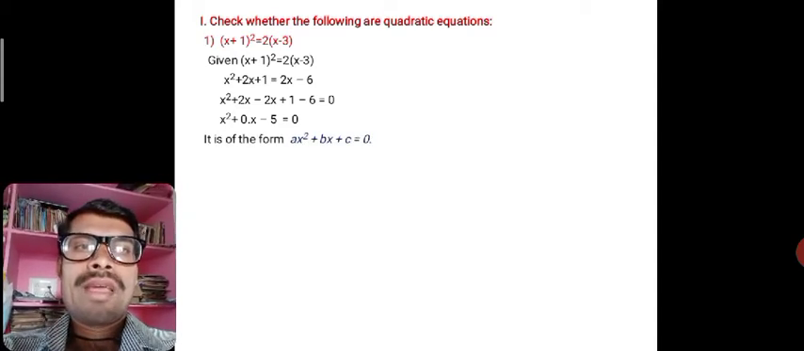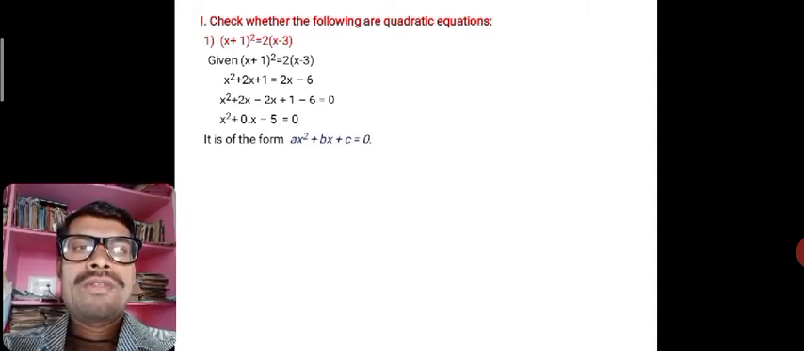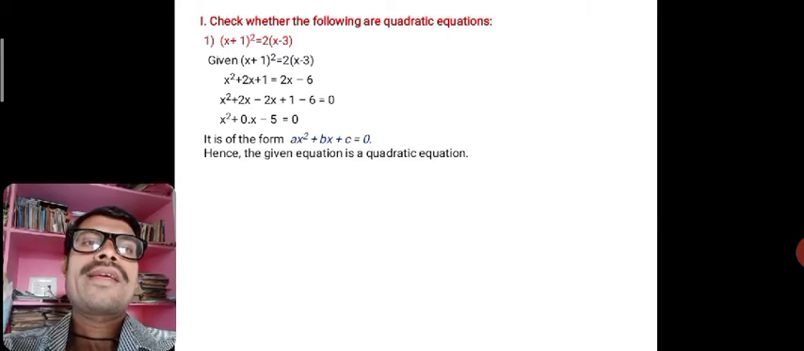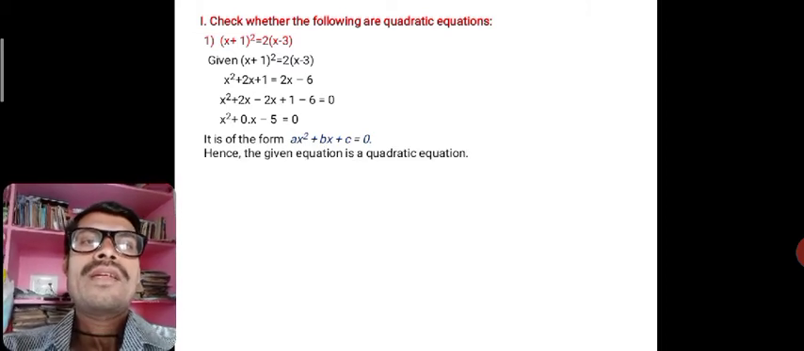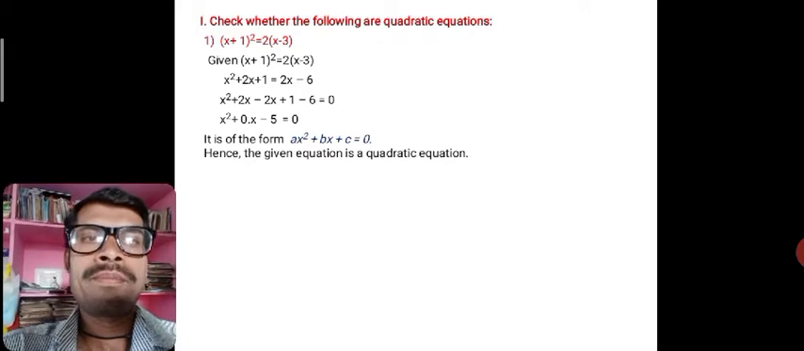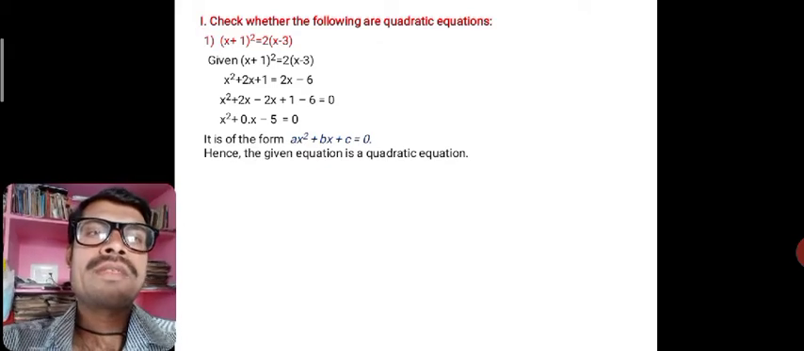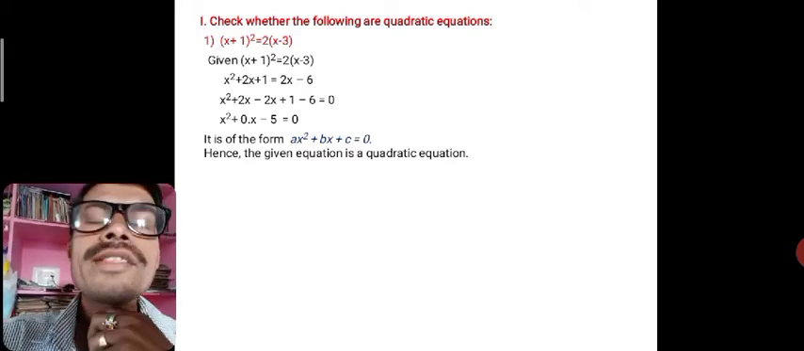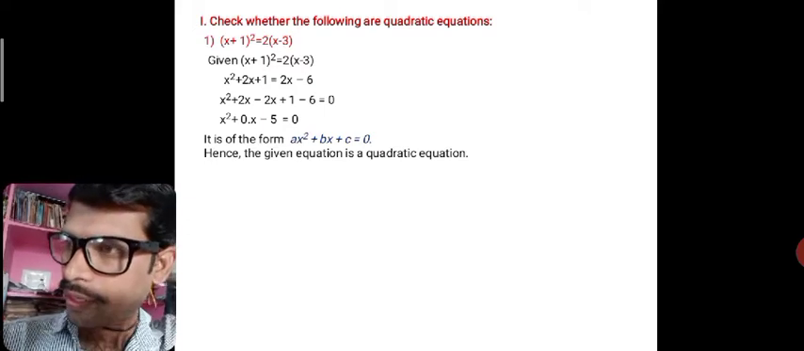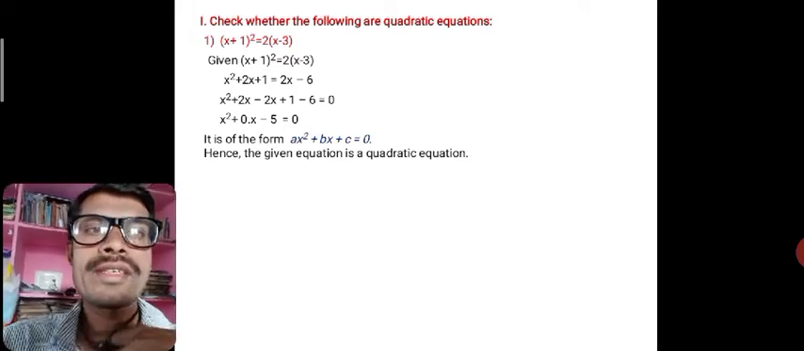This is of the form ax square plus bx plus c is equal to 0. Hence it is a quadratic equation because it resembles the standard form ax square plus bx plus c is equal to 0. Hence we can say it is a quadratic equation here.